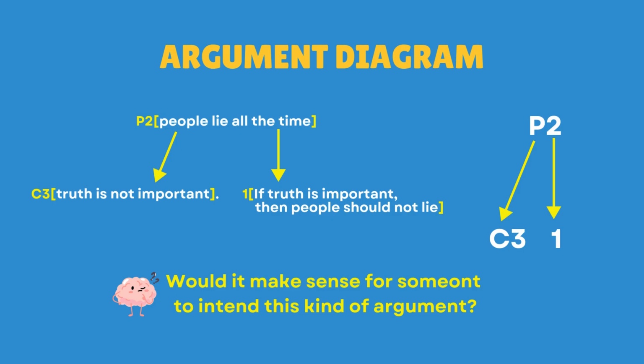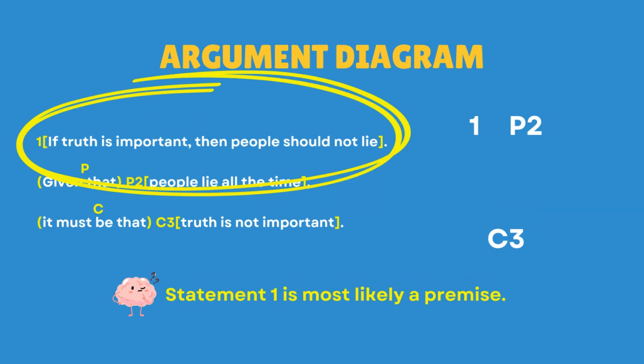Notice that with this interpretation of the given argument, although it might make sense for P2, people lie all the time, to be a reason for C3, truth is not important, it doesn't seem to make sense for P2, people lie all the time, to be a reason for statement 1, if truth is important, then people should not lie, as a conclusion. So, statement 1 is most likely not intended by the author of this argument to be another conclusion. This would then mean that statement 1 is most likely intended by the author as a premise.